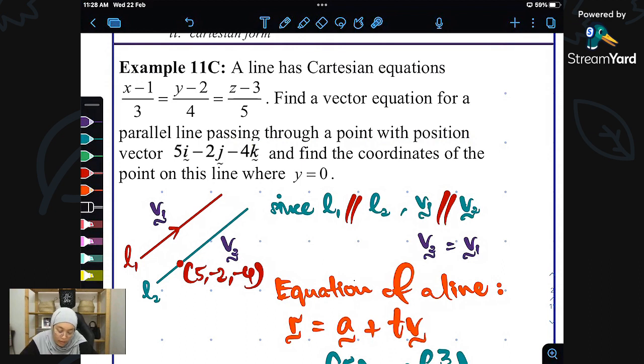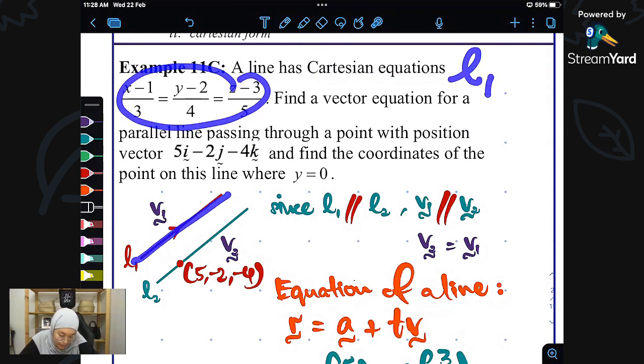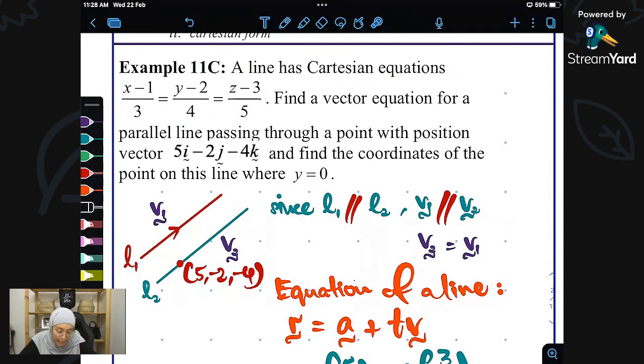Okay, so now kita basically ada dua line lah. A line has a Cartesian equation. Ini satu line. This is called line 1, so I label this as L1. L1 bermaksud line yang pertama. Line yang pertama mempunyai vektornya tersendiri, iaitu V1. Manakala line yang kedua, which is parallel, literally parallel, guys. Of course lah. Dah dia yang kata parallel kan, so lukisan saya dalam bentuk parallel. Parallel line passing through a point with a position vector.